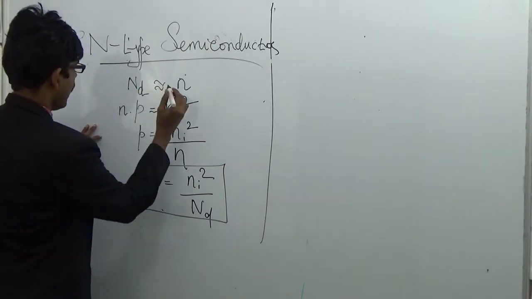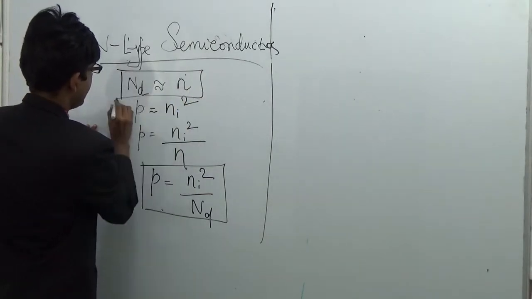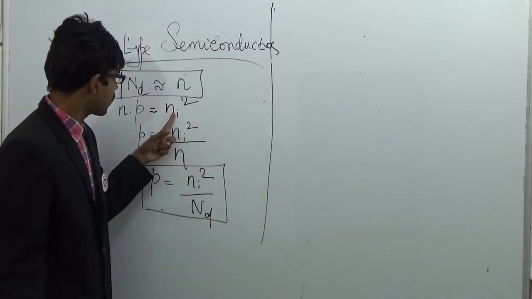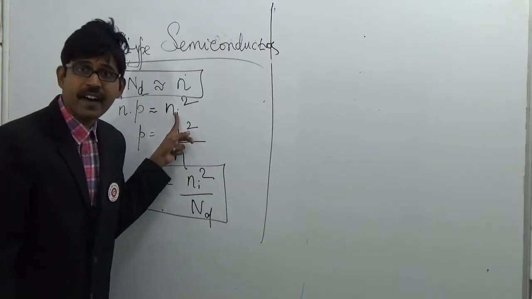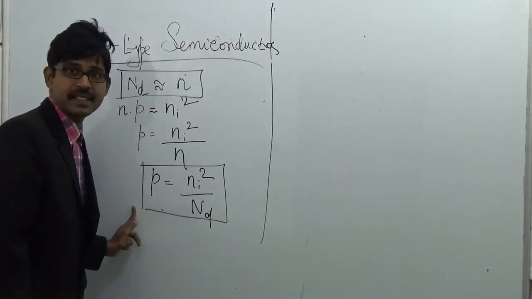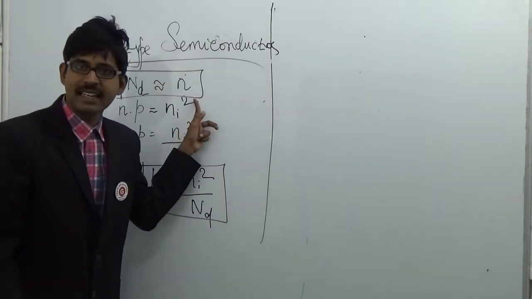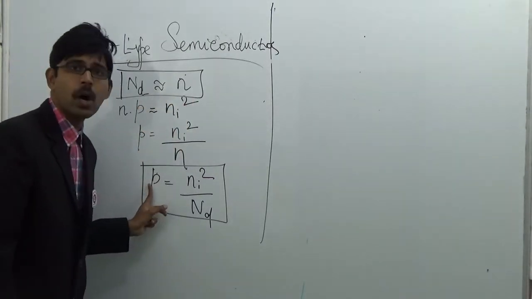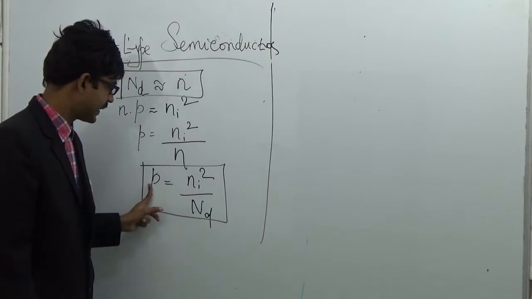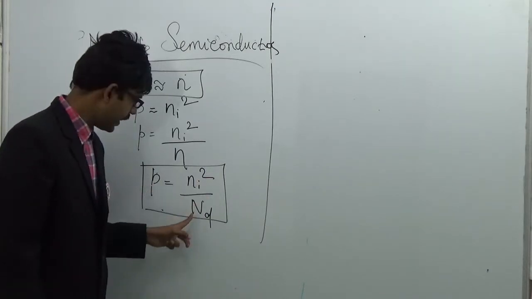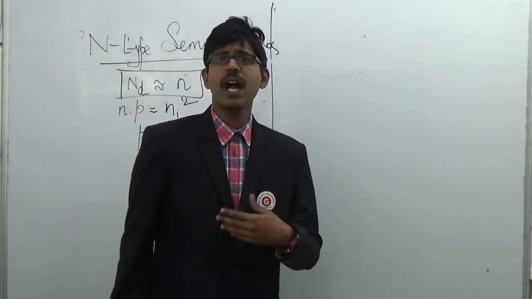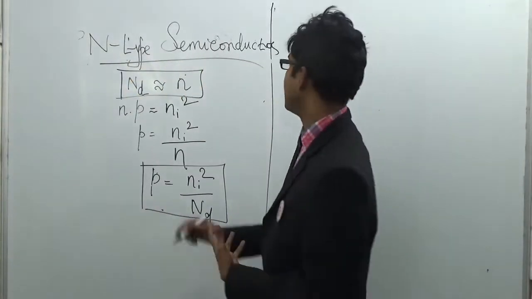So having given donor concentration and the intrinsic concentration, you can find n and p with this formula, where n, the electron concentration, is the donor concentration, and p, the holes present in the semiconductor, is ni square divided by Nd. This is a very important formula. Now coming to the p-type semiconductor.